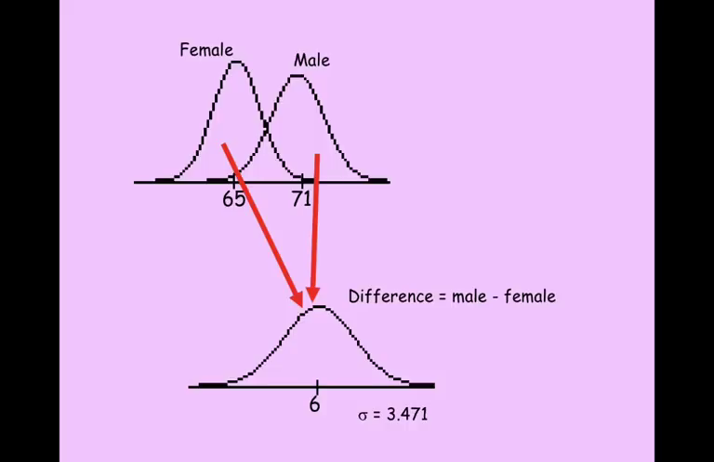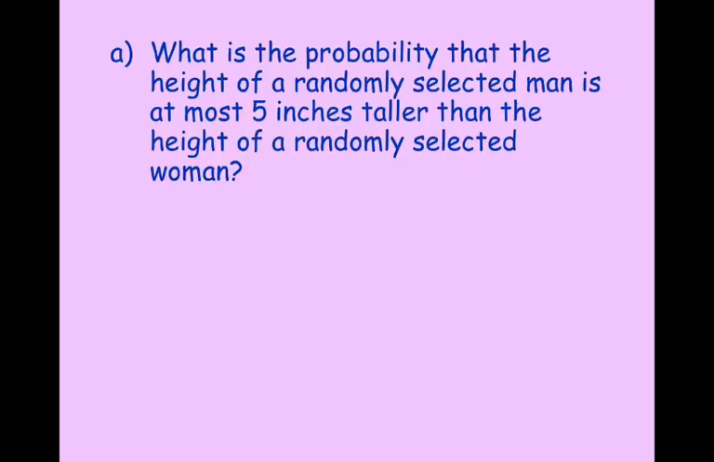So if you notice, our difference in male and female curve is also normally distributed, but its standard deviation is going to be larger than the standard deviations that we were given for males and females. Now that we've got this difference male minus female curve, we can use this to answer questions about probabilities on this normal distribution. For example, what is the probability that the height of a randomly selected man is at most 5 inches taller than the height of a randomly selected woman?